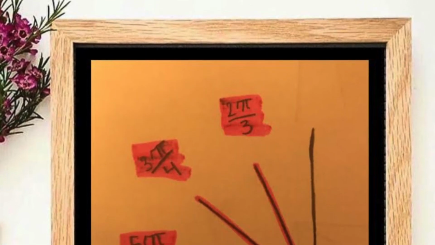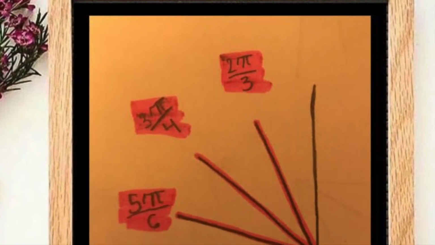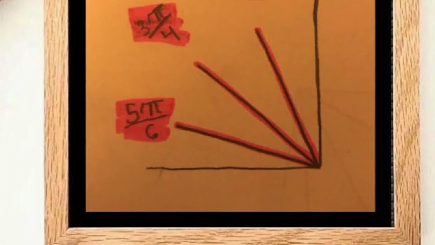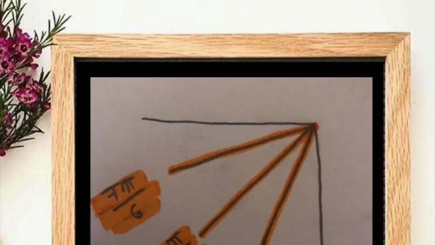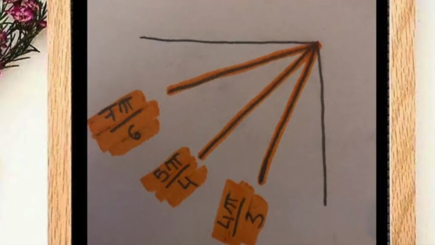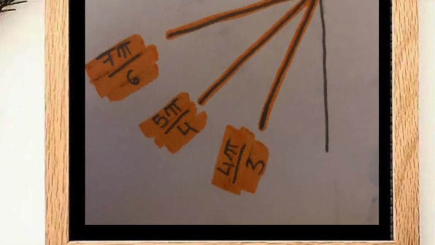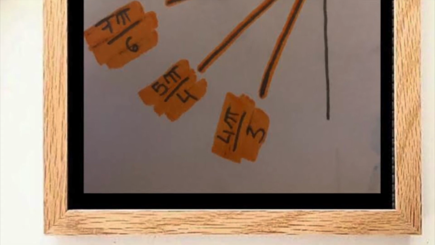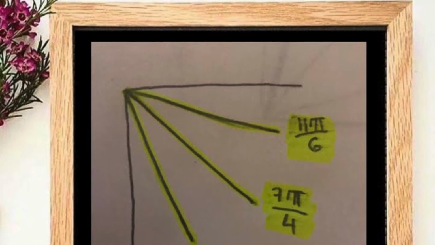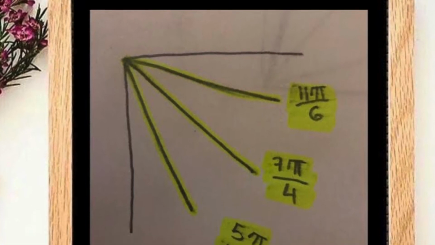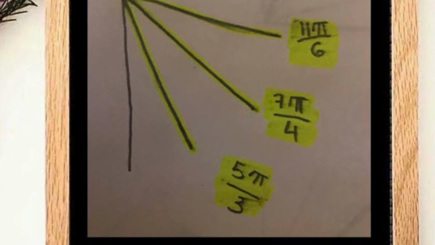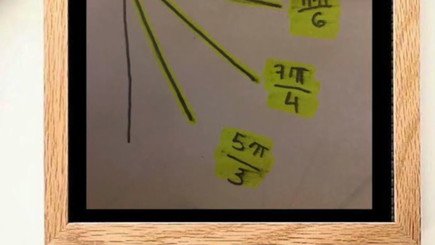For the second quadrant, it's going to be the same, except the coefficient is going to be 1 less than the denominator. For the third quadrant, it is going to be the same, except the coefficient is going to be 1 more than the denominator. Now finally, for the fourth quadrant, it is going to be the same, except we are going to multiply the denominator by 2 and then subtract 1, and that's going to give us our coefficient.